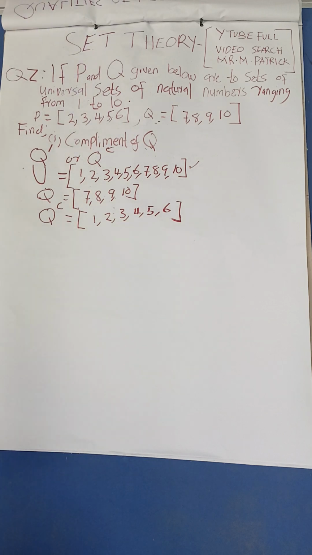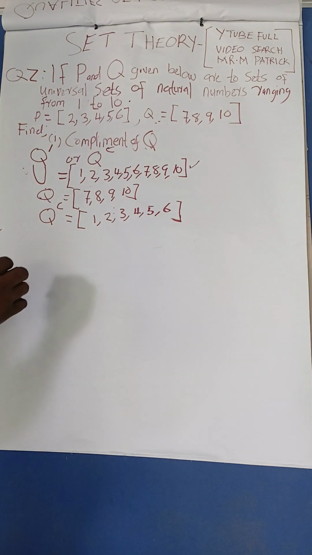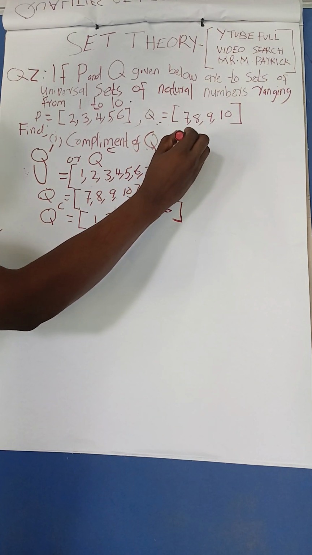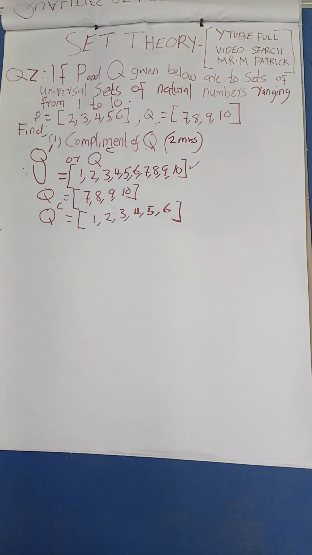Good. So you can see your answer is very clear now because you have said the set of all elements in the universal set that are not in a given set. So that is what we call a complement. That is very easy, and you score your marks there. It's always 2 marks here. Just very easy, and you get your marks and you go home smiling.